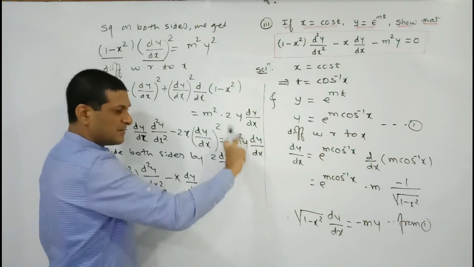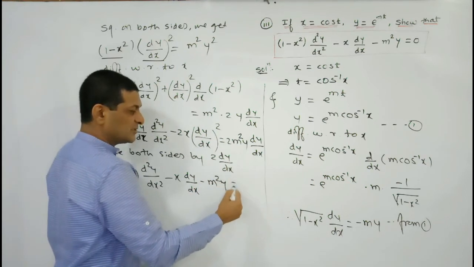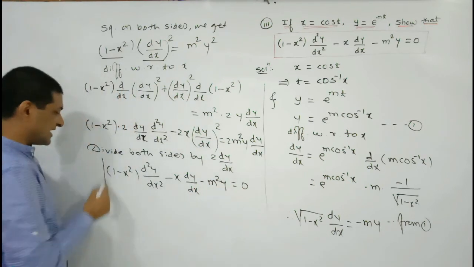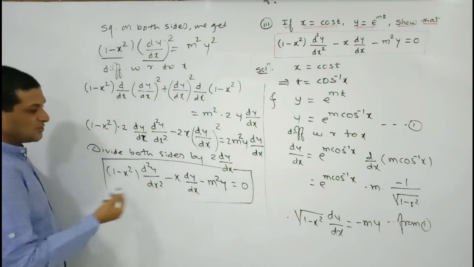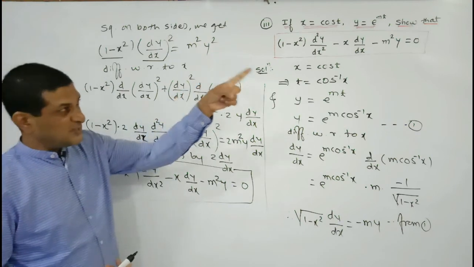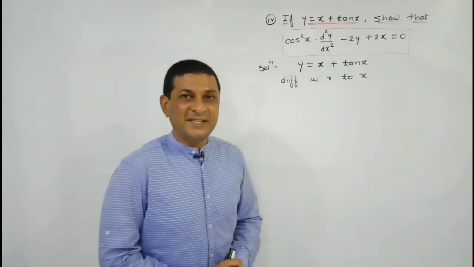M square y plus m square y. On this side will become minus m square y, and on this side remaining term will be 0. And check that is it our required result. In this way we have shown that the value of this expression will be equal to 0.